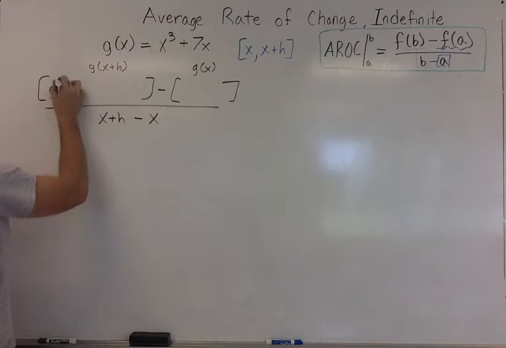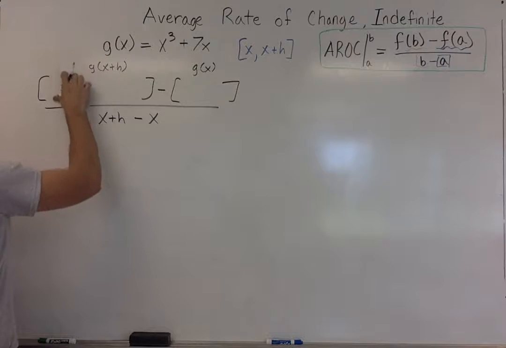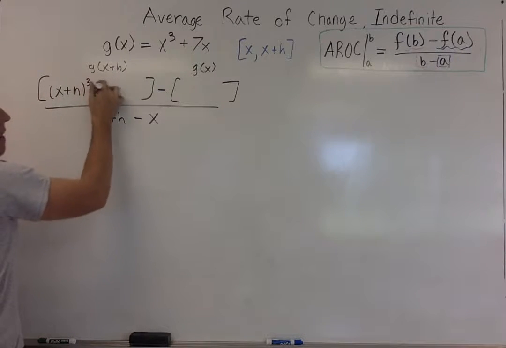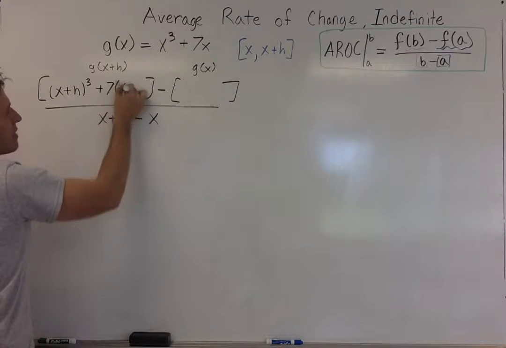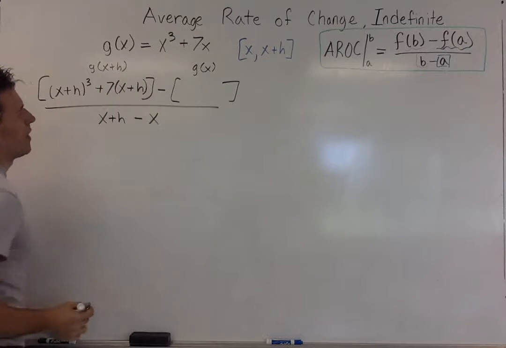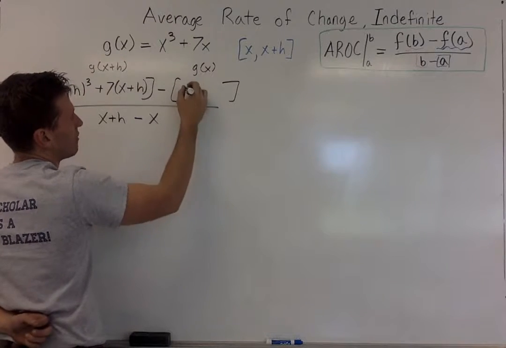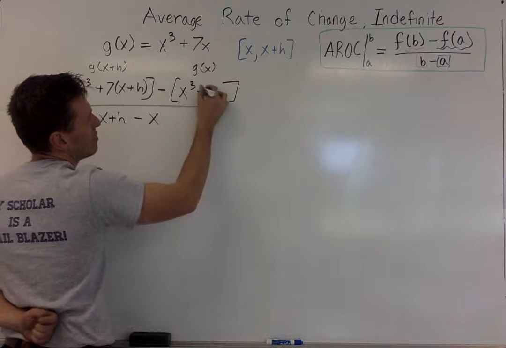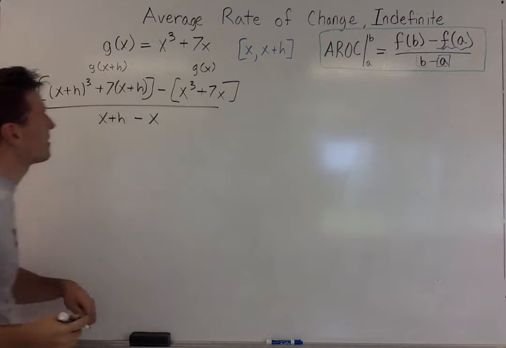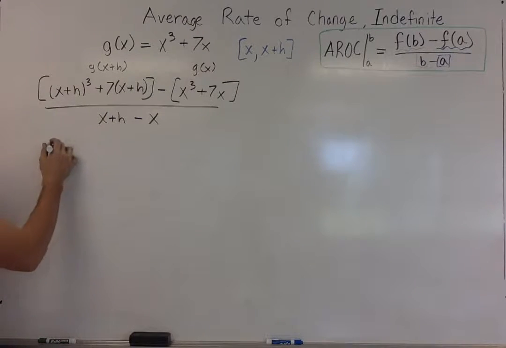Well, g of x plus h is going to be x plus h to the third power plus 7 times x plus h. And this will just be the function itself. It's already defined, g of x: x cubed plus 7x. Rewriting on the next line.